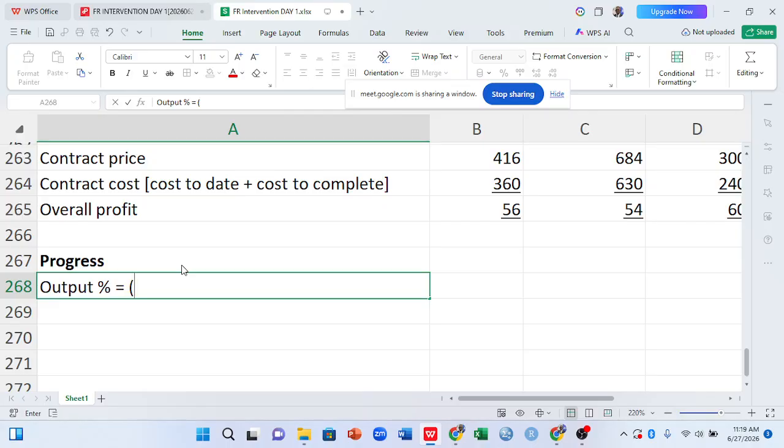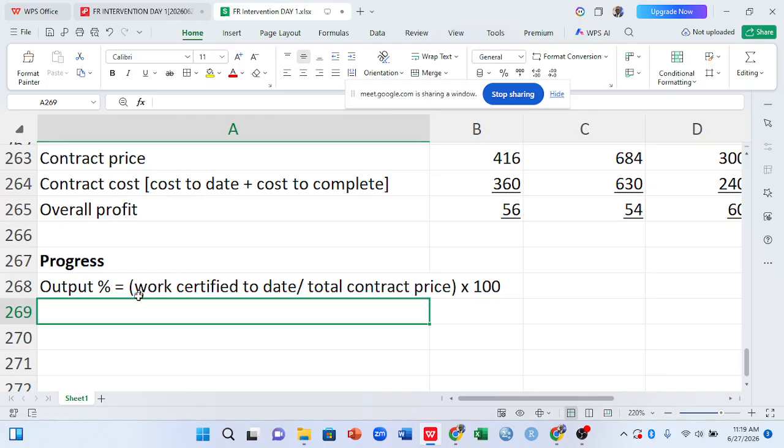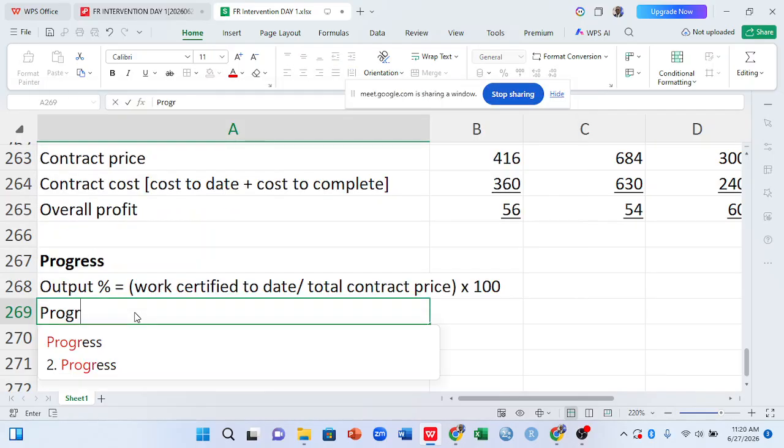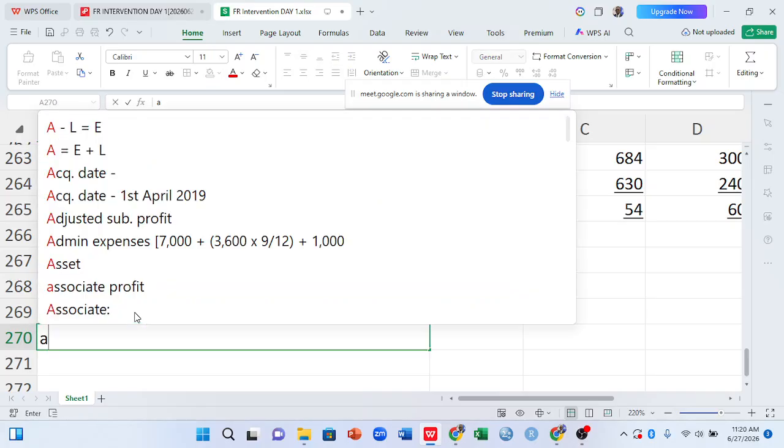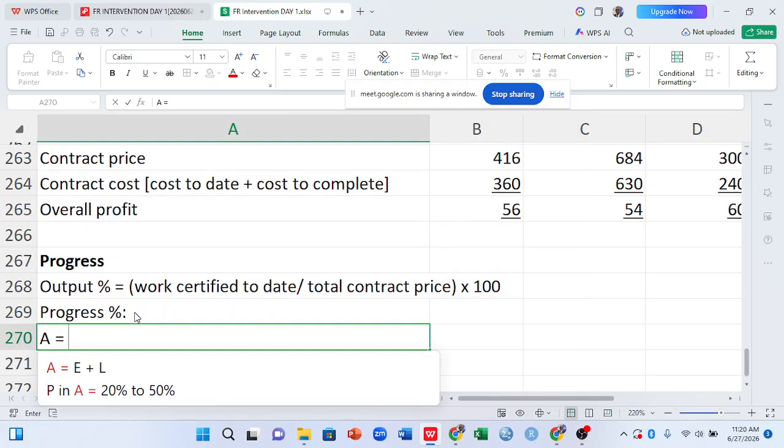That will be work certified to date, then divide by your total contract price, then multiply your answer by 100. So your progress percentage, yeah, we need to do for each. So we'll do for A, the contract A.